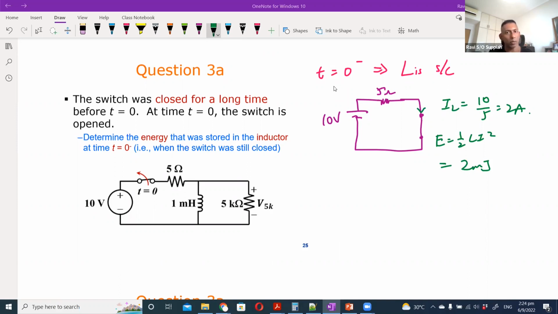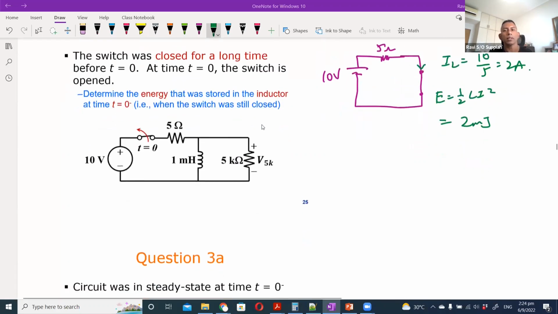I think later there is one question on the Thevenin's equivalent with a capacitor, then we can look at that.